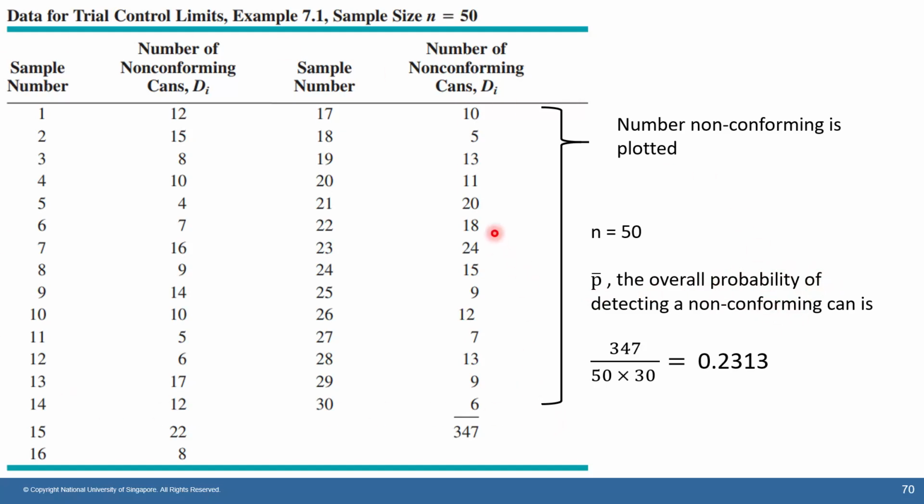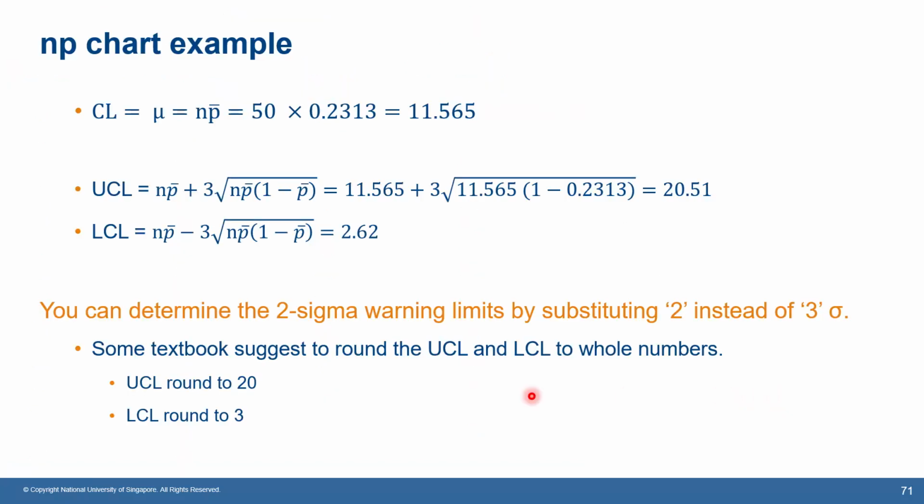So it's very simple. You sum up all the non-conforming cans. They sum up for you 347, and then divide by the total number of cans that you have collected, which will be 50 cans multiplied by 30 samples. So this is the probability of detecting a non-conforming can for this run. And with that, you can calculate the center line. We know the center line is the mean, which is np for the binomial distribution. So basically, you take 50 times the probability, which we calculated already, 0.2313, and you get this number.